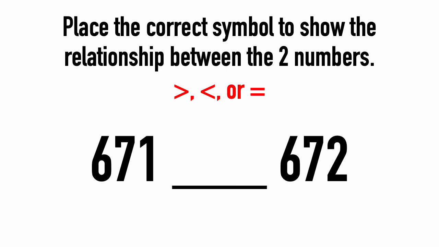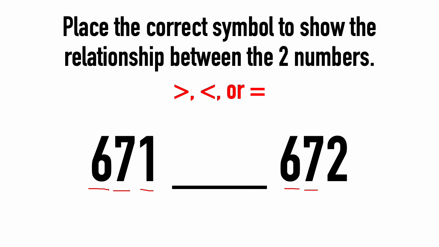When we are comparing numbers, we always start in the highest place value. In a three-digit number like these two numbers, the highest place value is the hundreds place. So we look at the hundreds place in both numbers, and the hundreds place in both numbers is a 6. So we need to move to the next highest place value, which in this case would be the 7 in this number and the 7 in this number. Because they are the same, we move to the next place value, which is the ones.